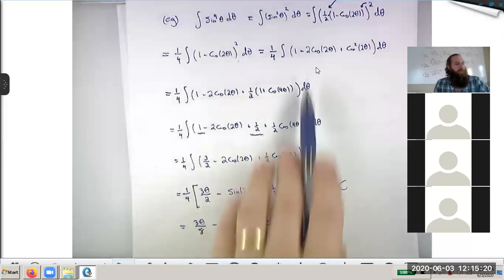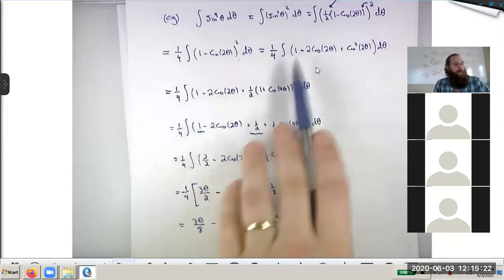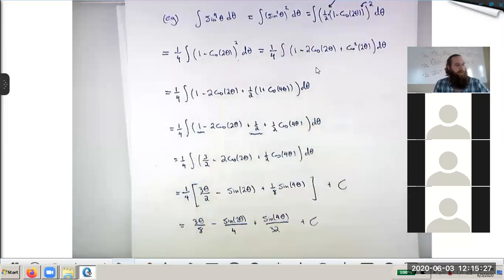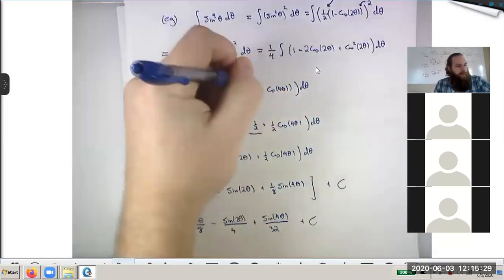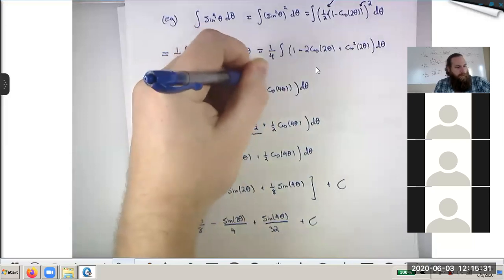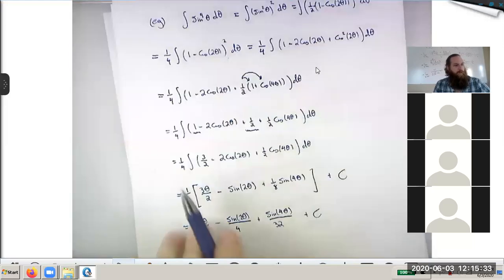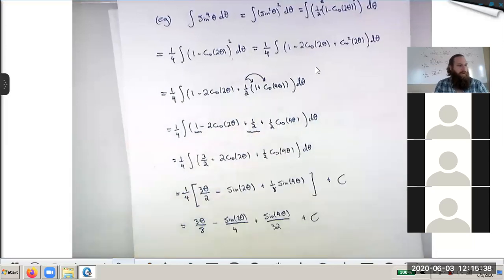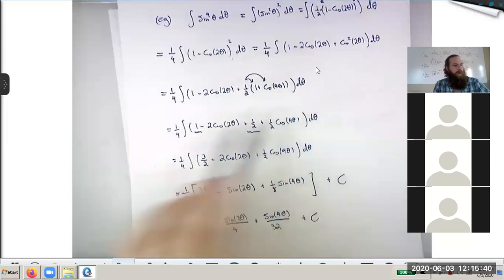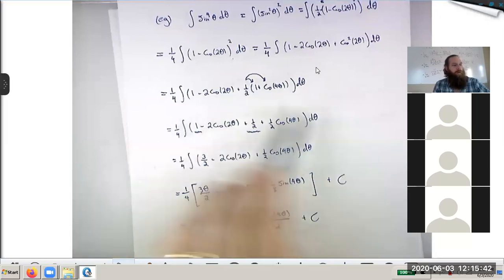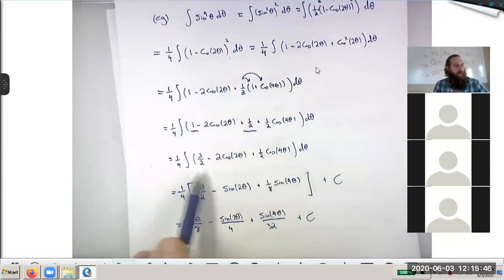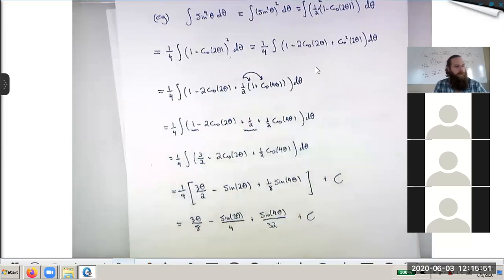That leads me to here. The 1/4 comes along for the ride. The 1 minus 2 cos 2 theta comes along for the ride. The only difference from here to here is this. Then I distribute this 1/2. 1/2 times 1 is 1/2. 1/2 times cos 4 theta is 1/2 cos 4 theta. And then I look at what I got. Do I have any like terms that can be combined here? The answer is yes. I've got 2 constant terms that can be combined. 1 plus 1/2 is 3/2. This just comes along, this just comes along.